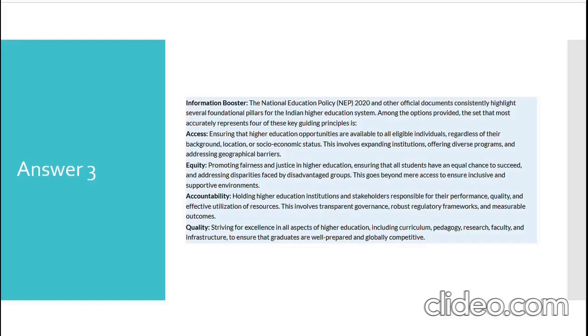Quality. This involves striving for excellence in all aspects of higher education, including curriculum, pedagogy, research, faculty, and infrastructure, to ensure the graduates are well prepared and globally competitive. So, the most nearest one is option 3. So, the answer is option 3.